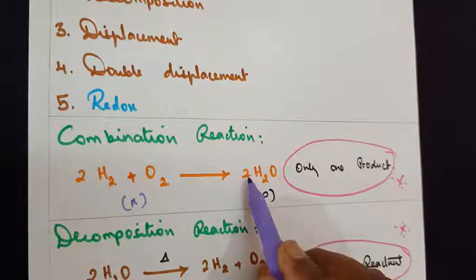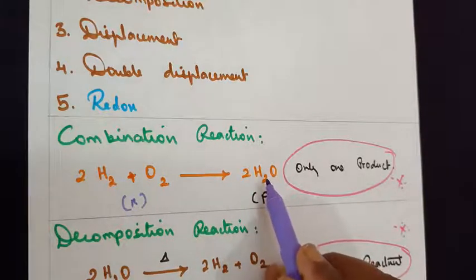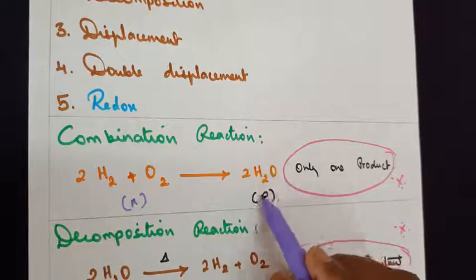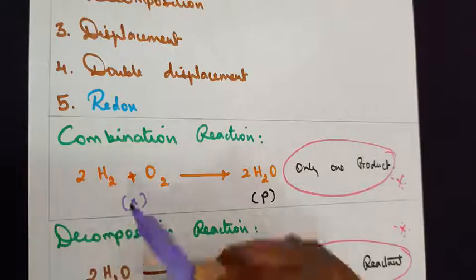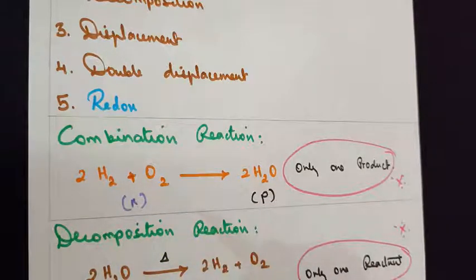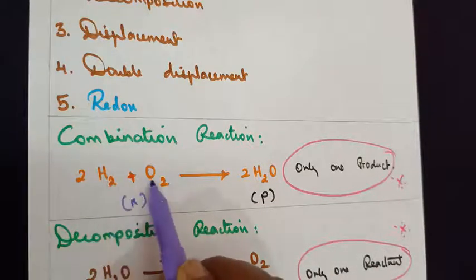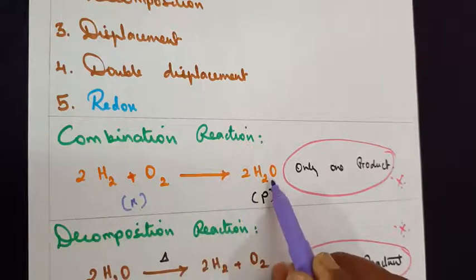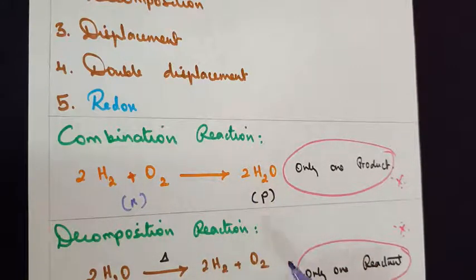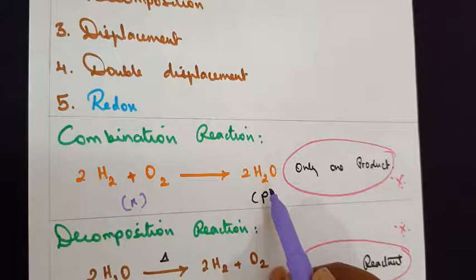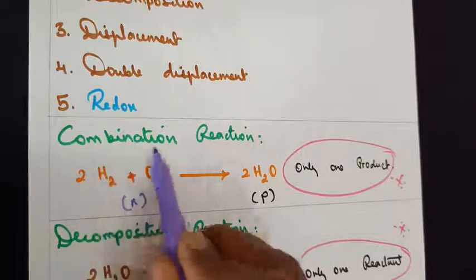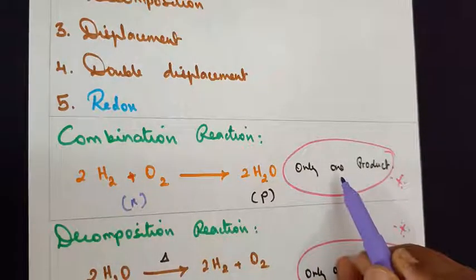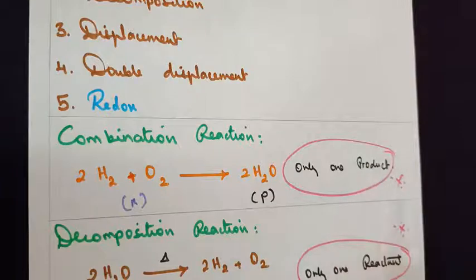Here, don't look at the number of water molecules. I'm not bothered about the number of water molecules. Water is one type of product. Hydrogen is one type of reactant. Oxygen is one type of reactant. So, two different reactants are combining together to give us only one type of product. More than two types of reactants also can be there. But on the product side, if you find only one product, it's called a combination reaction. The keyword here is only one product will be found.